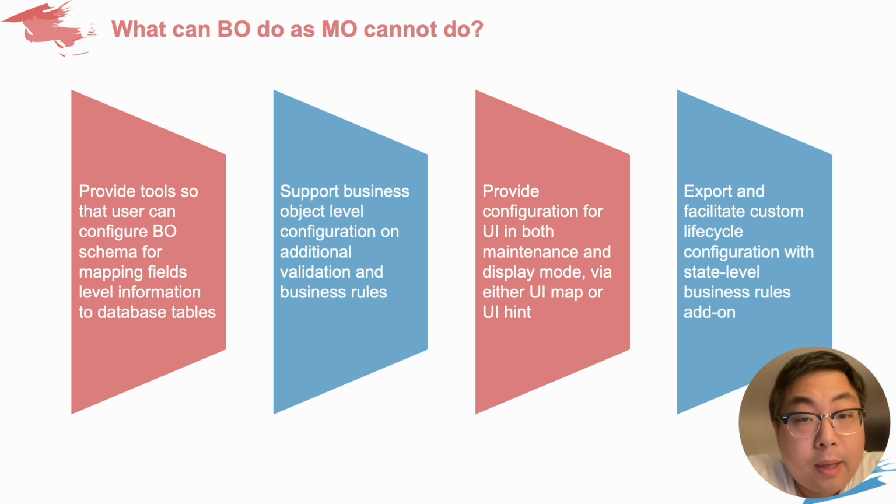And next one is about export and facilitate the custom lifecycle configuration with state level business rule add-on. So I can say in maintenance object there is no easy way to define lifecycle. You can still define lifecycle, but the way to define lifecycle is through coding.